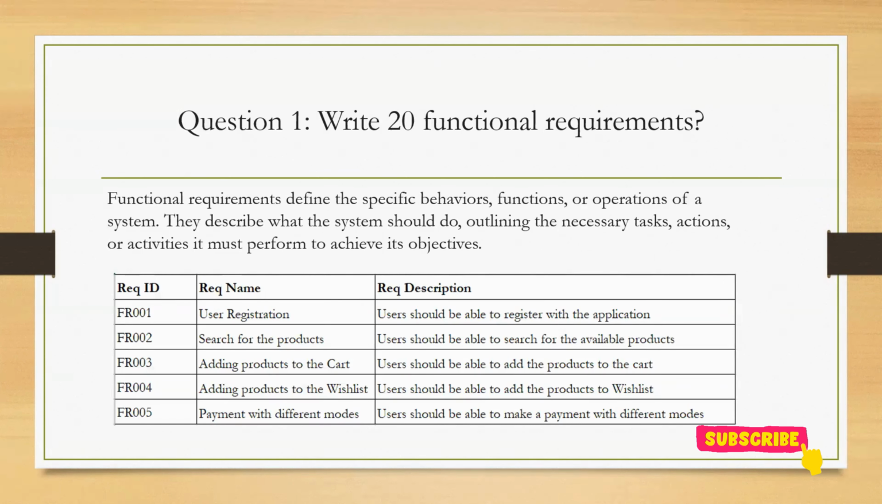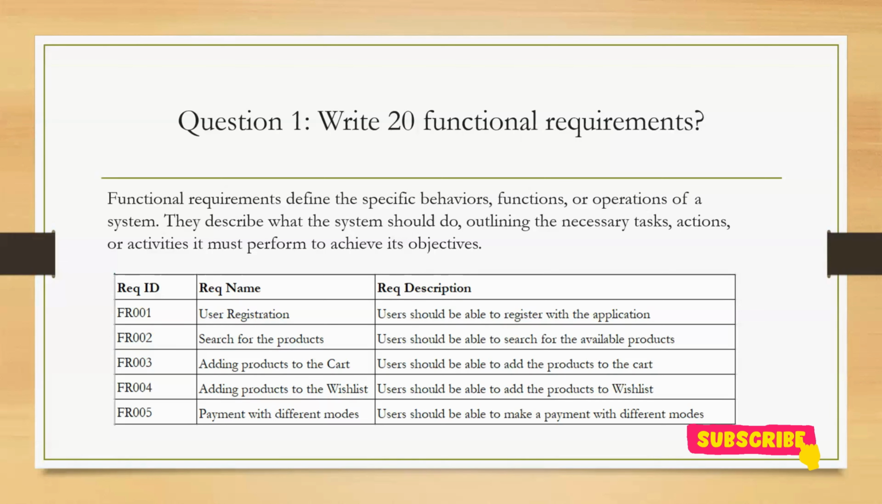What do we mean by functional requirements? These define the specific behaviors, functions, or operations of a system. They describe what the system should do, outlining the necessary tasks, actions, or activities it must perform to achieve its objectives. How do you differentiate functional requirements from business requirements? Business requirements are the high-level requirements from the user perspective. Functional requirements mainly talk about the functionalities within the system and how to achieve those business requirements.